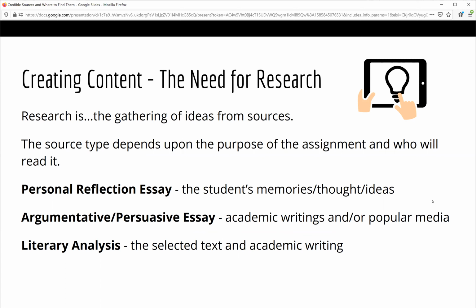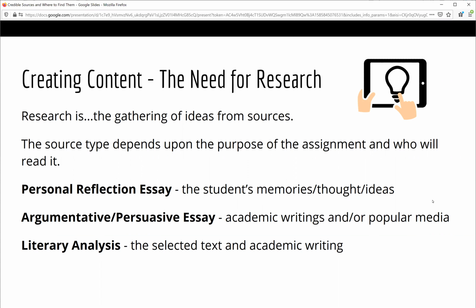The first step for any assignment is to gather ideas and create content. Where you go to find that content depends upon the purpose of your assignment and the audience who will read it. To draft a personal reflection essay, you will have to pull ideas from your own mind and memory. To draft an argumentative or persuasive essay, you will need to gather information from academic sources and sometimes popular media. To draft a literary analysis essay, you will not only need to read the specific text or piece of literature, but you may also gather information from academic sources. So let's dive into those different types of sources.